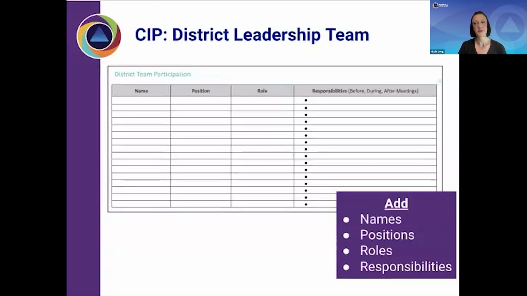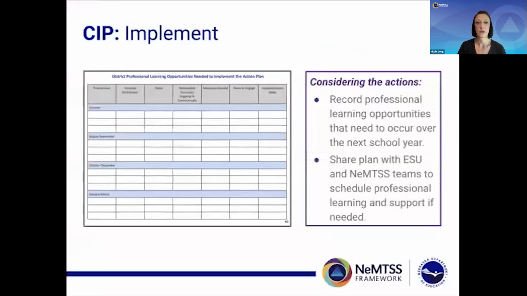From there, we have a space to document each of the district's teaming structures, including team members' names, positions, roles, and responsibilities. The CIP template has tables to record this information for each of the district's identified teams.